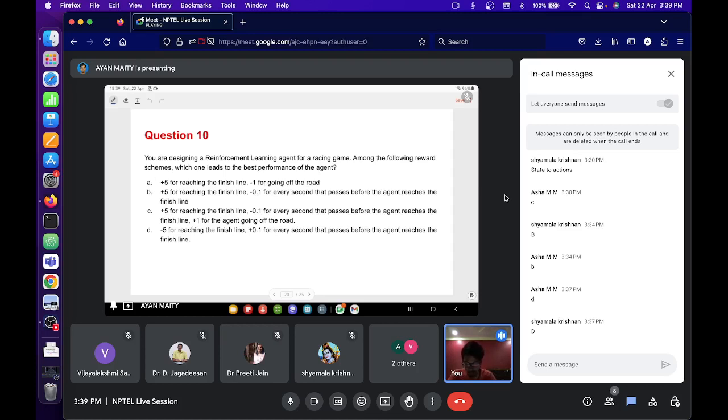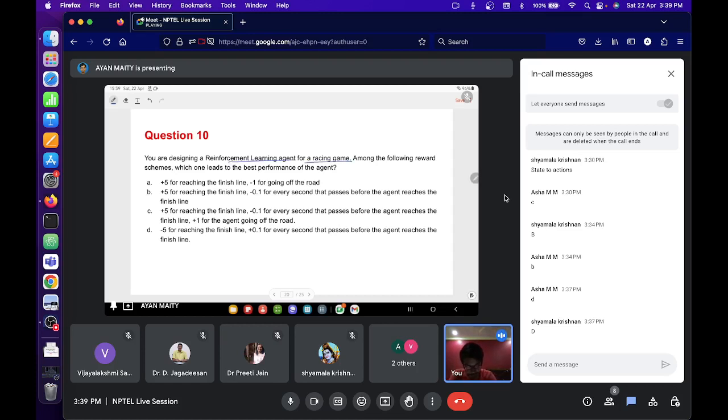Now question 10. You are designing a reinforcement learning agent for a racing game. Among the following reward schemes, which one leads to the best performance of the agent? So there are 4 options. You are building a reinforcement learning agent for a racing game.